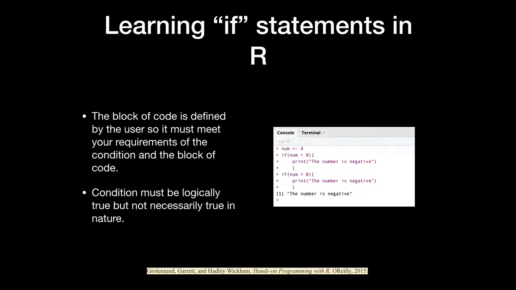If we take a look on the right, we have the first if statement, which is starting off with the number num, which has a value of 4. So if num is less than 0, print the number is negative. If num is greater than 0, print the number is negative. So here we see that logically the second statement is true, and whatever is inside the block of code will run.